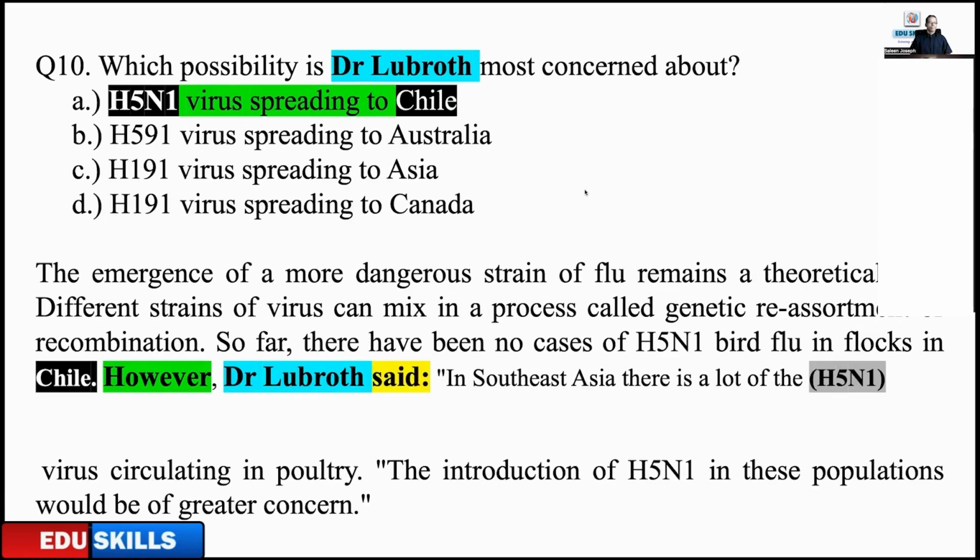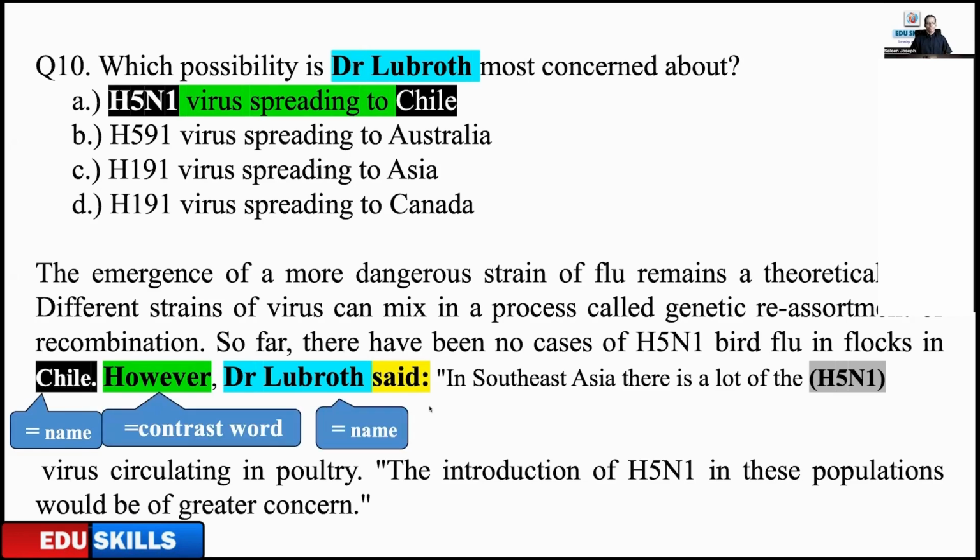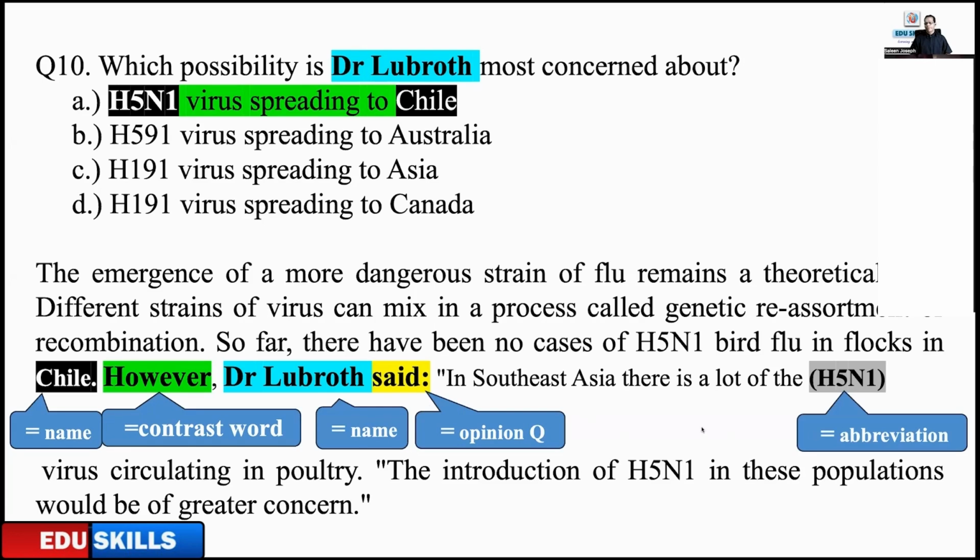So that is clear. You have "however", you have a place name. I said names are very important always. You have this word, a name is there, a contrast word is there. Again, a name is there, then an opinion word is there, an abbreviation is there. All these are tricks and clues that guide you to the answer.